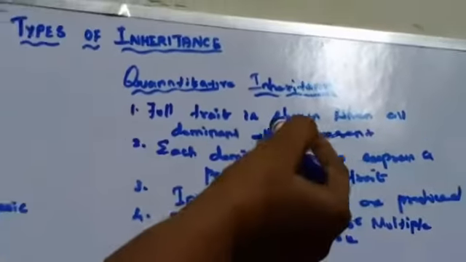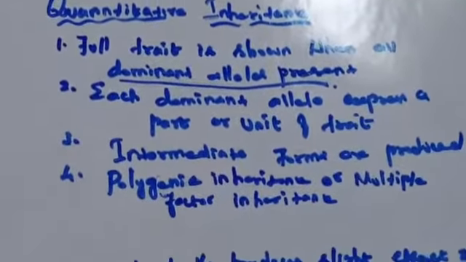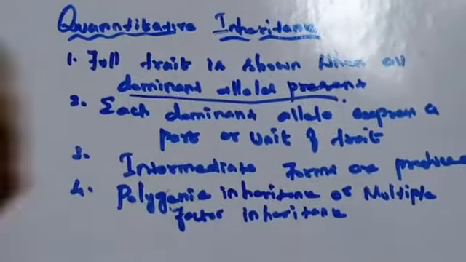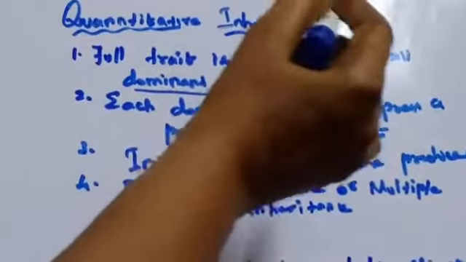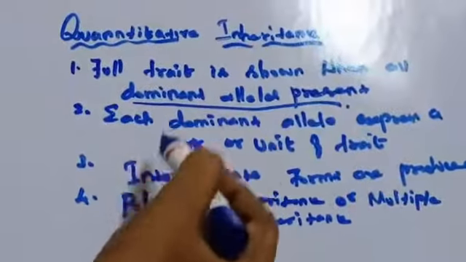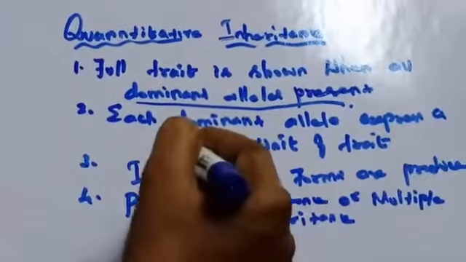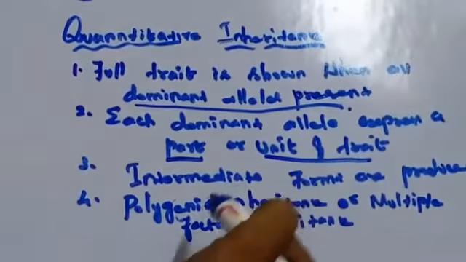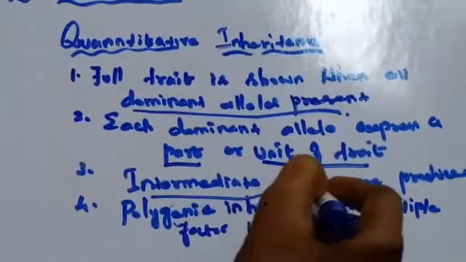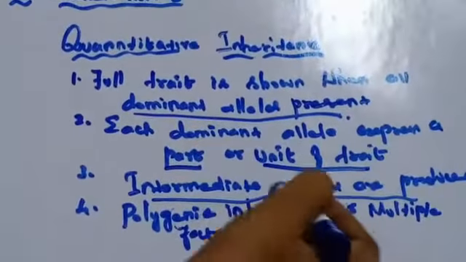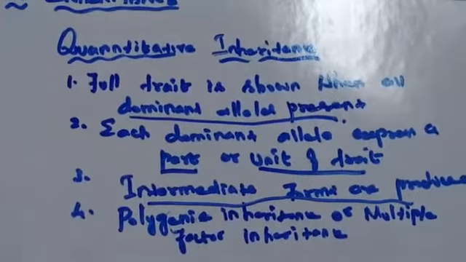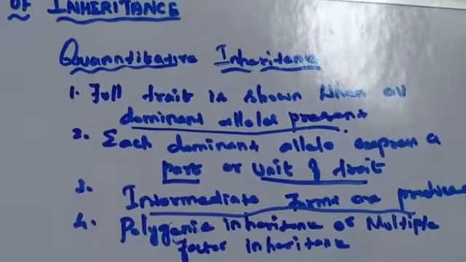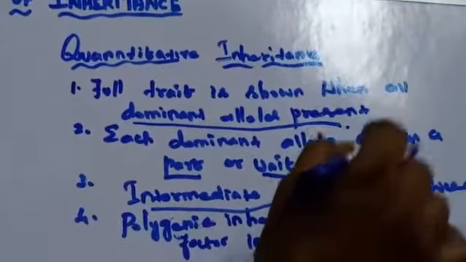Next we will see quantitative inheritance. Here the full trait, that is the full character, is shown when all dominant alleles are present. You see the first point here. Even a single dominant gene can influence the trait, but only when all dominant alleles are present is the full character shown. Each dominant allele expresses a part or a unit of the trait. In qualitative inheritance intermediate forms are not produced, but here intermediate forms are produced.